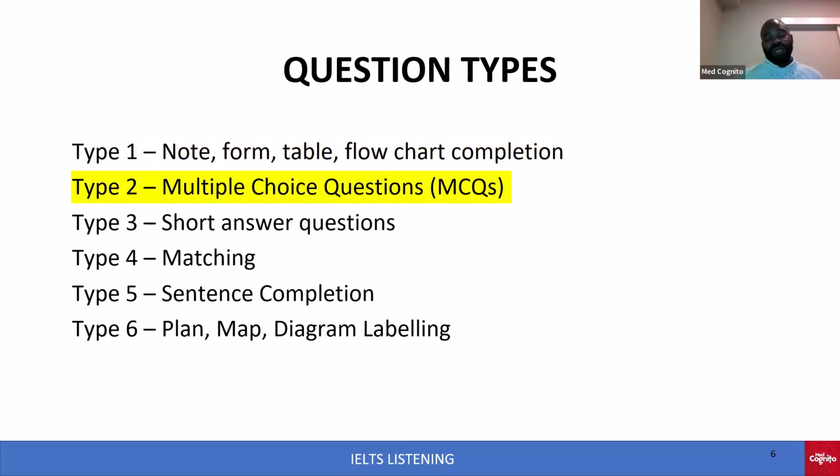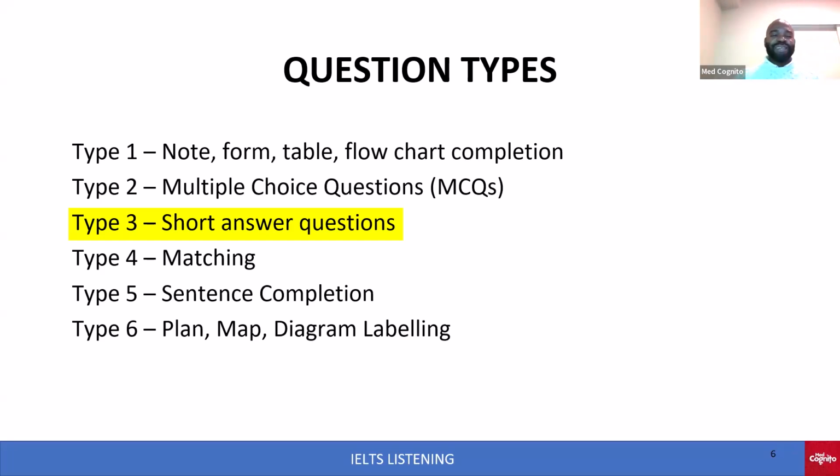There is what I call a type 2 question, which are multiple choice questions. You will have some multiple choices, A, B, C, D, and then you would have to choose an answer from. Type 3 questions, short answer questions. And so it's a question that requires you to give 2 or 3 words as an answer to the question.